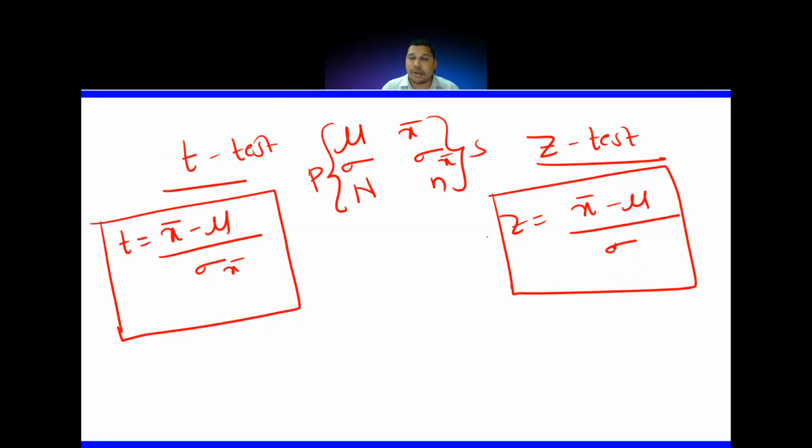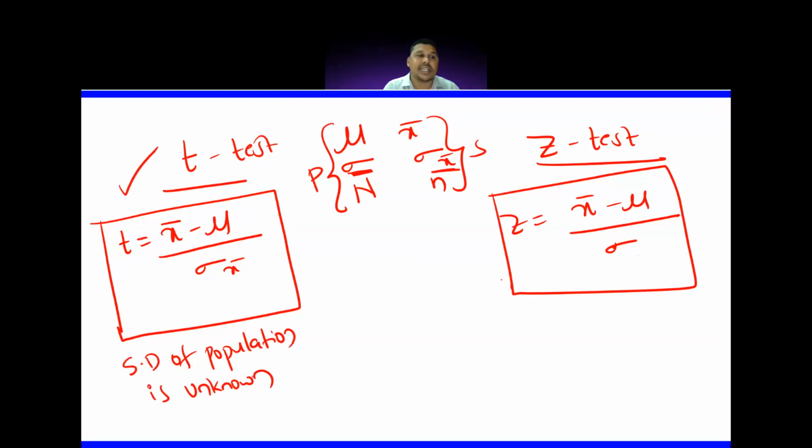Here, by this you can clearly say we applied T test. So this is the standard deviation of population, and this is the standard deviation of sample. If standard deviation of population is unknown, we go for T test. If standard deviation of population is known, then you go for Z test.